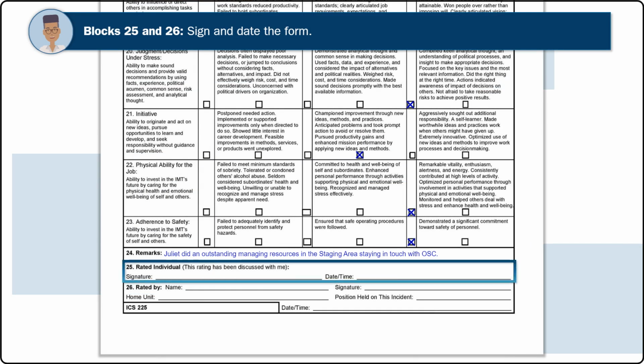At the end of this discussion, the rated individual will sign block 25 and include the date and time. In block 26, the preparer adds their name, home unit, position held on the incident, date and time of the evaluation and signature. Once the form is completed, turn it into the documentation unit leader or planning section prior to the individual leaving the incident. A copy should be given to the individual.